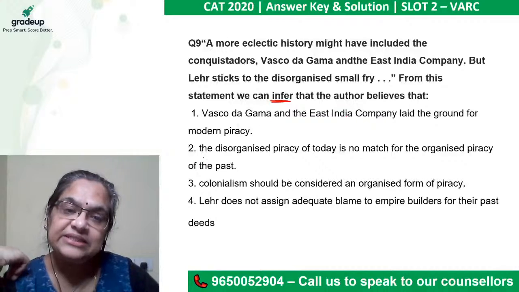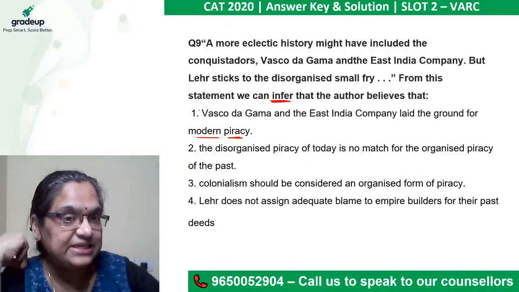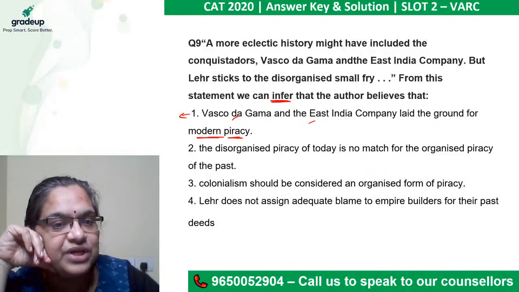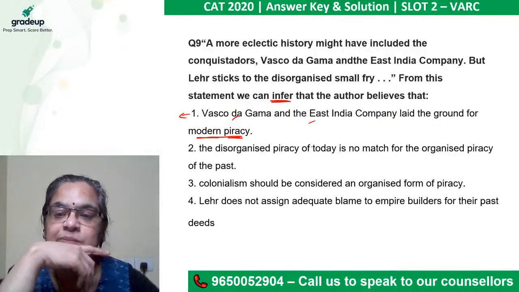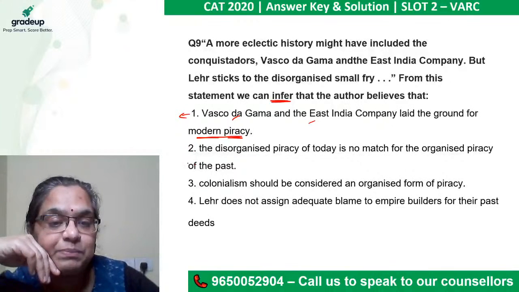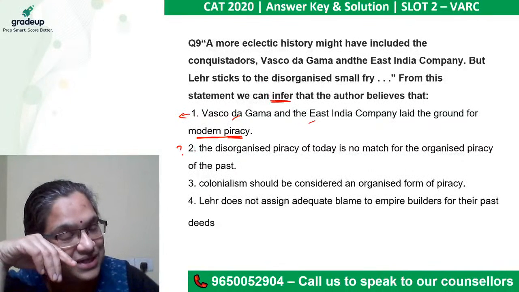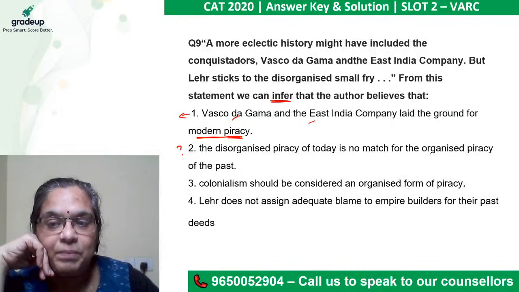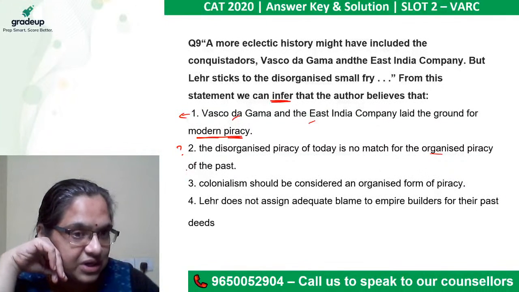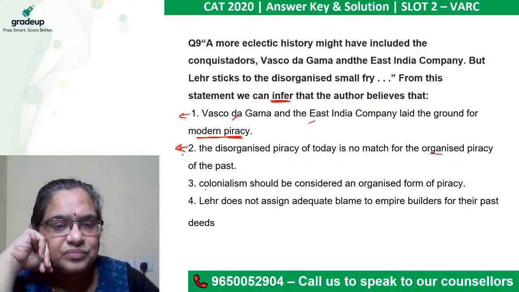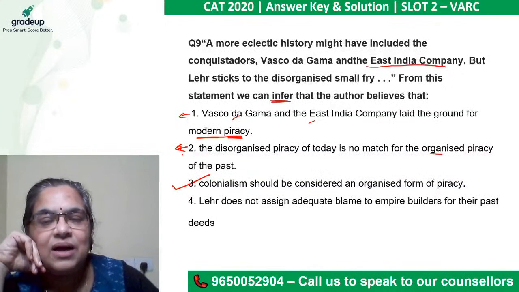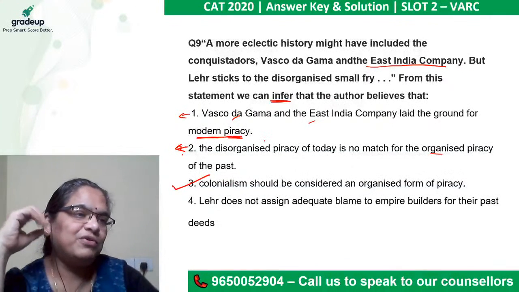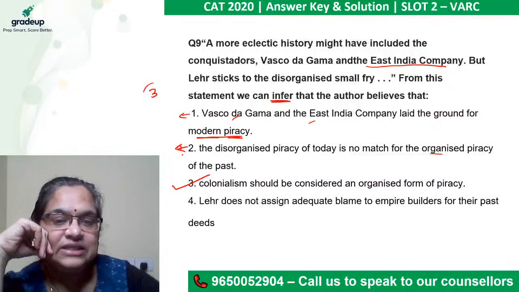That Vasco da Gama and East India Company laid the grounds for modern piracy? Did he say that they were the cause? He said they should have been considered pirates. Doesn't mean that they laid the foundation for modern piracy. The disorganized piracy of today is no match for the organized piracy of the past. He says the pirates nowadays can be considered small fry compared to some of these people. Does not mean that piracy in the past was organized and today it is disorganized. So you cannot infer this. The fact that he called East India Company a pirate company shows that colonialism should be considered a form of piracy. Therefore, the answer for 9 is 3.